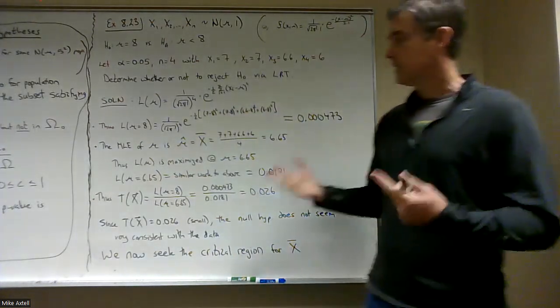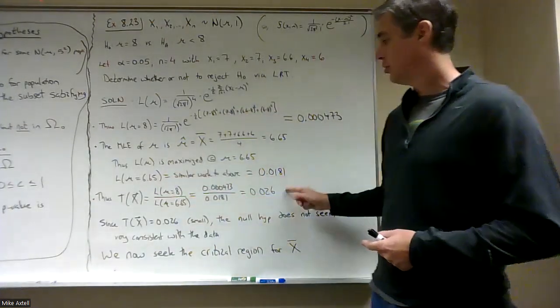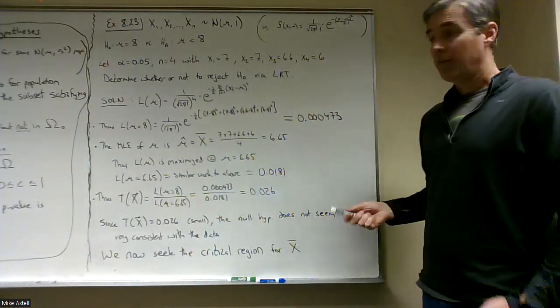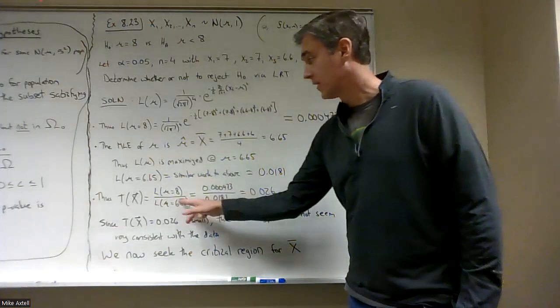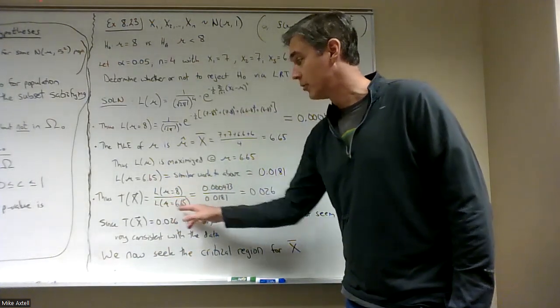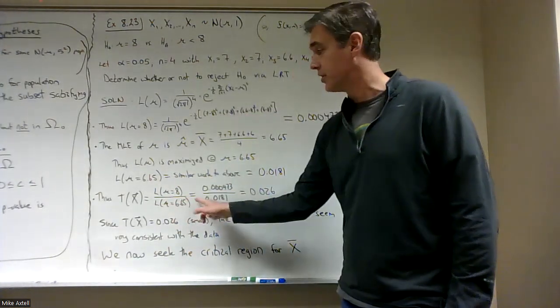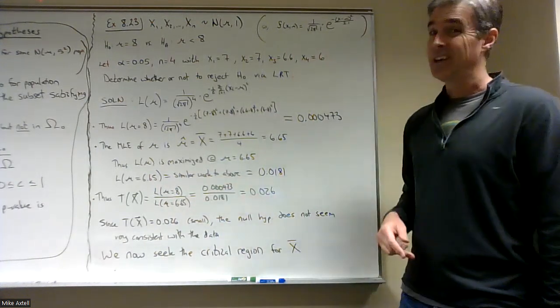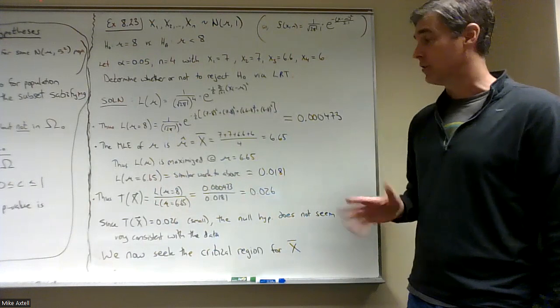T of x is then the ratio of those two, which is 0.026, and that's small. That's saying the denominator is far larger than the numerator, so the denominator is far more likely than the numerator is. That's evidence to reject H sub 0.